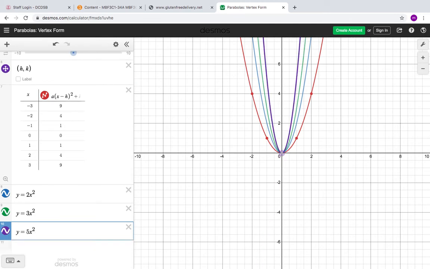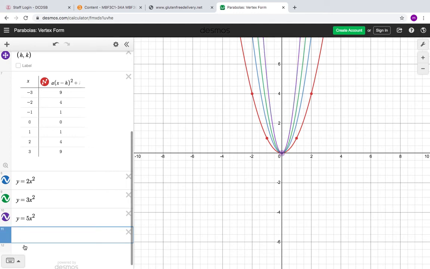So what makes something narrower? If you're going to take that graph and do something to it to make it narrower, what do you do? Vertically. Remember that we're talking vertically here. To make something narrower, you're going to have to vertically stretch it, right? So think about an elastic band. If you want to make it skinnier, you're going to have to vertically stretch it up. So that's what's happening. As a is getting bigger and bigger, the graph is being vertically stretched.